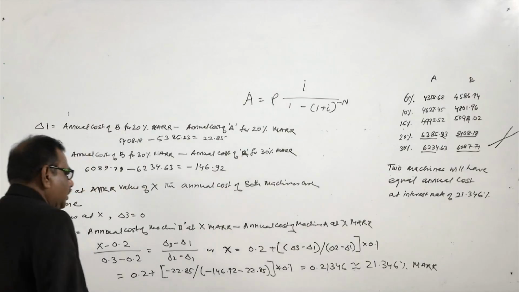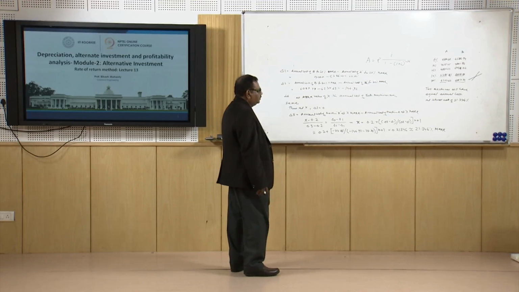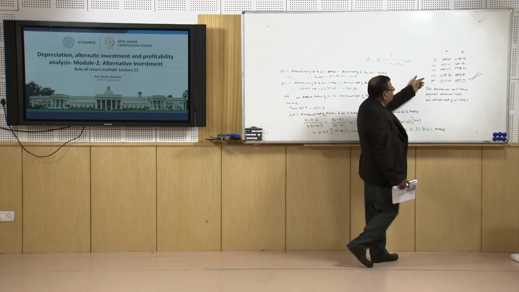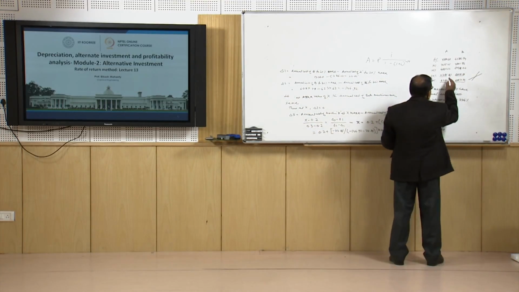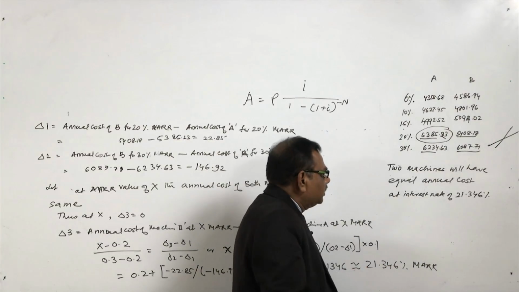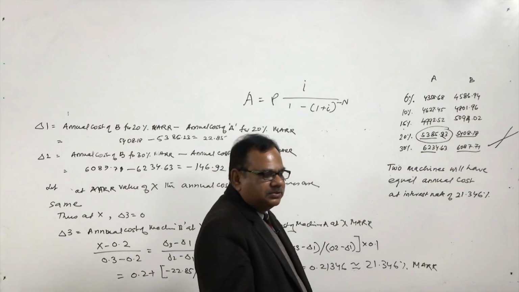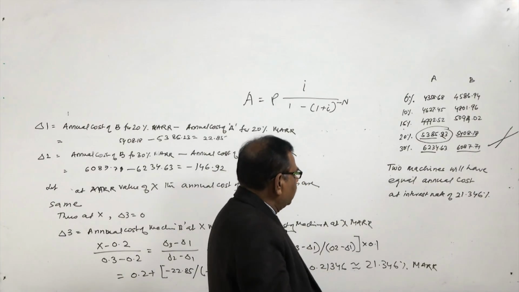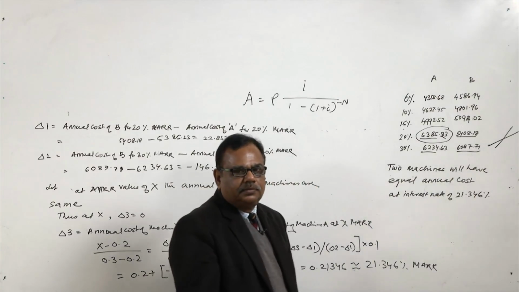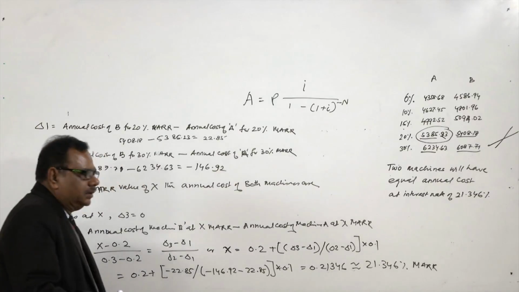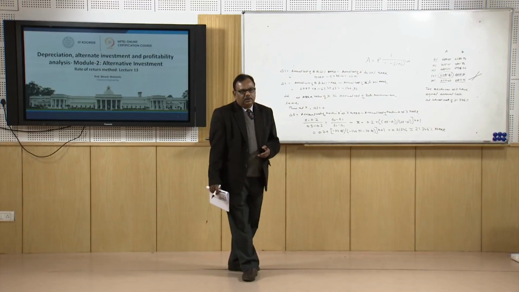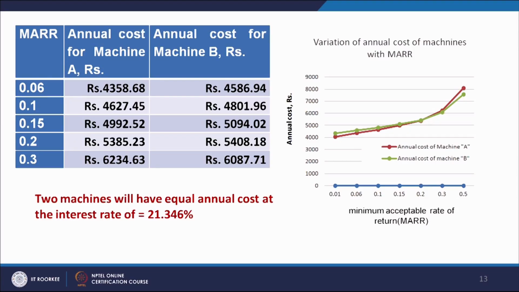So, in this way we can find out the value. Up to 21.346%, A will be selected, and after that B will be selected. The plot for this MARR is also given at the side of the table.